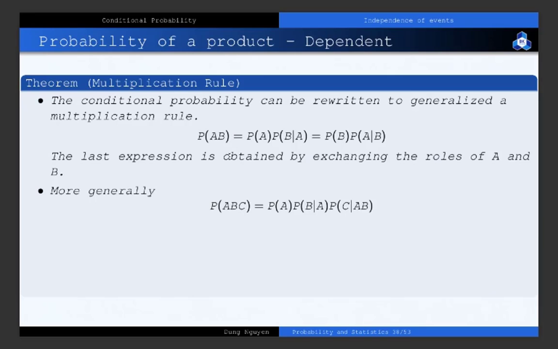In general, if you have three events, then the probability of A, B, C is the probability of A times the probability of B given A times the probability of C given AB. In general, if you have more than three events, then you can come up with a similar equation like this.